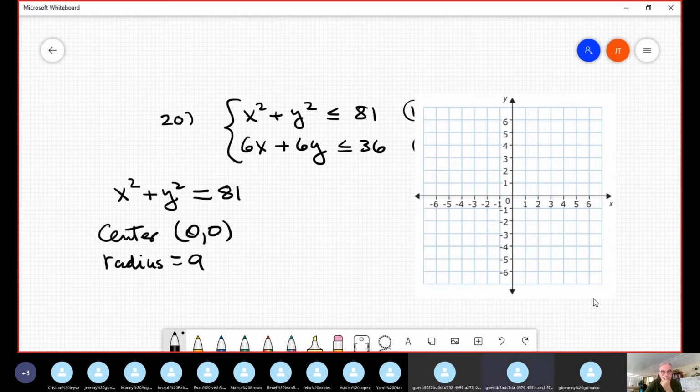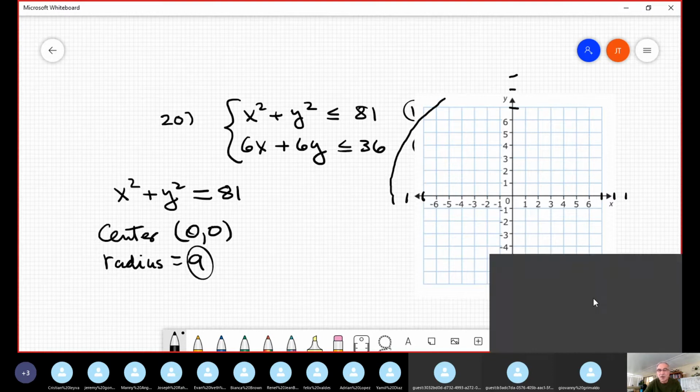Where does 9 come from? 7, 8, 9. This is my circle. Where does 9 come from? How do you know it's 9? Exactly. Square root of 81.